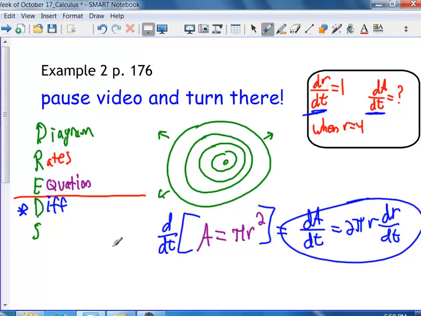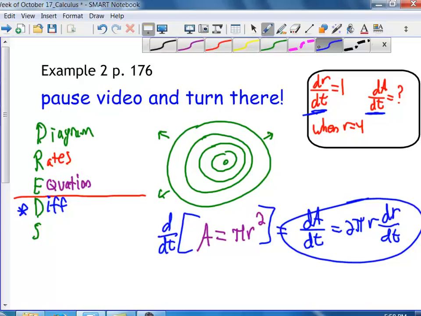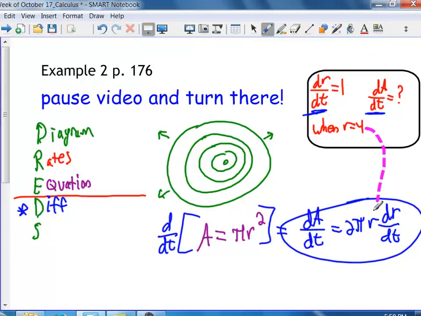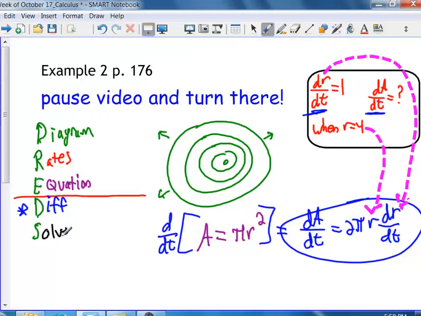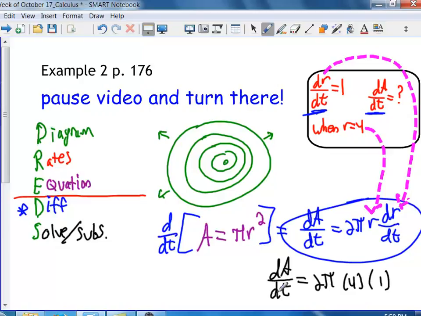And then we are just left to substitute and solve. So grab this stuff from up here, right? r is equal to 4. dr/dt is equal to 1. And we're just going to plug that stuff in and solve. So solve after you substitute. So then in this case, dA/dt is equal to 2 pi times 4 times 1. So I guess dA/dt is equal to 8 pi.